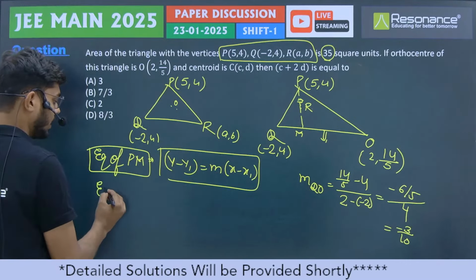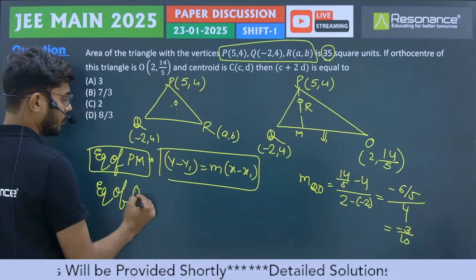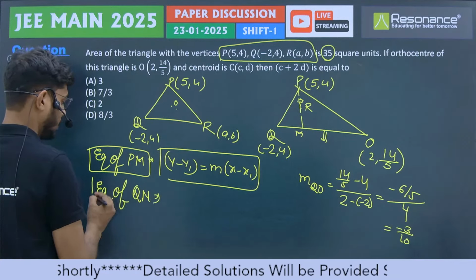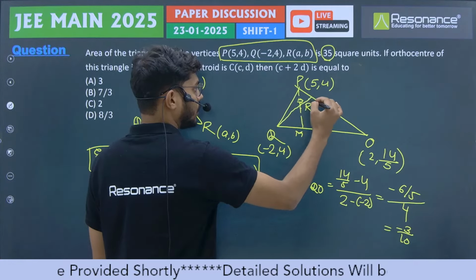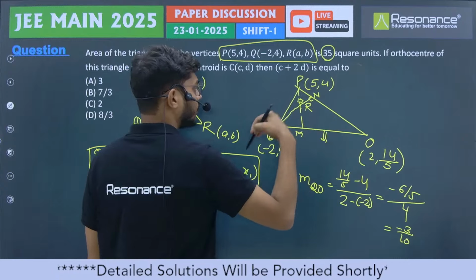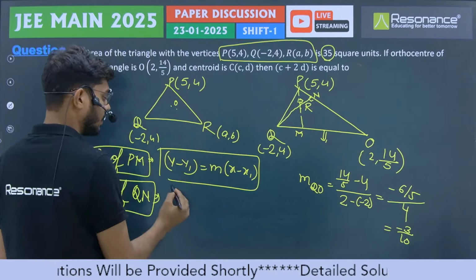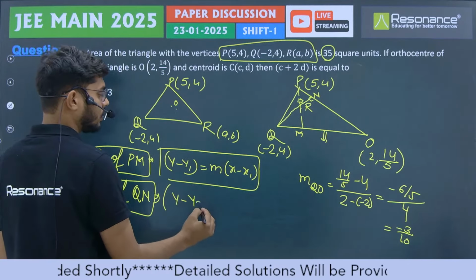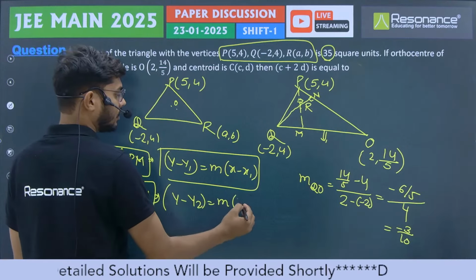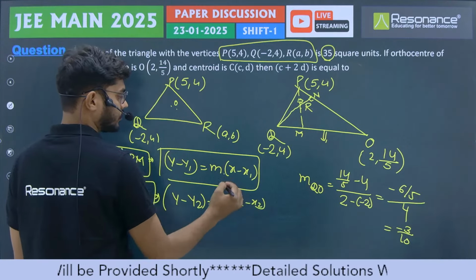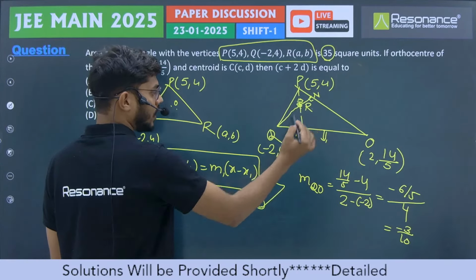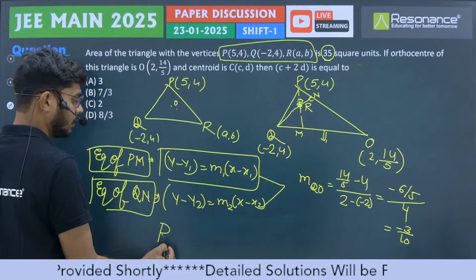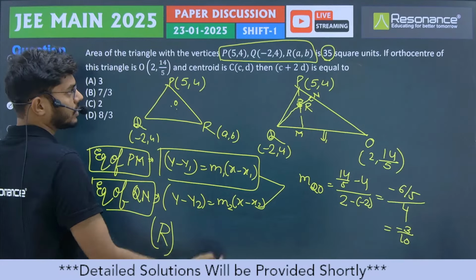Similarly, can I write the equation of Qn? Where is n? If I draw the perpendicular, it will pass through the point R. This will be point n. If this point is n, I can again use the formula y minus y2 equal to m times x minus x2. Two equations, two unknowns. After solving this, I will get the coordinates of R, which is a comma b.